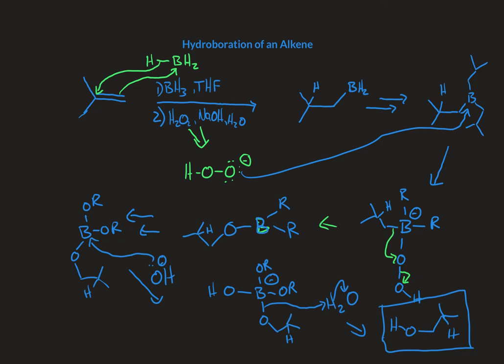So that mechanism is quite complicated, but I don't want you to know all of it. I wanted you to see it once, but the important things that I want you to know is that this first step occurs with syn addition. So the hydrogen and the boron are added to the same side of the alkene. I don't expect you to know the mechanism for how that boron gets converted to an alcohol, but I do want you to know that that occurs with retention of configuration, and so the net addition is syn for this reaction.